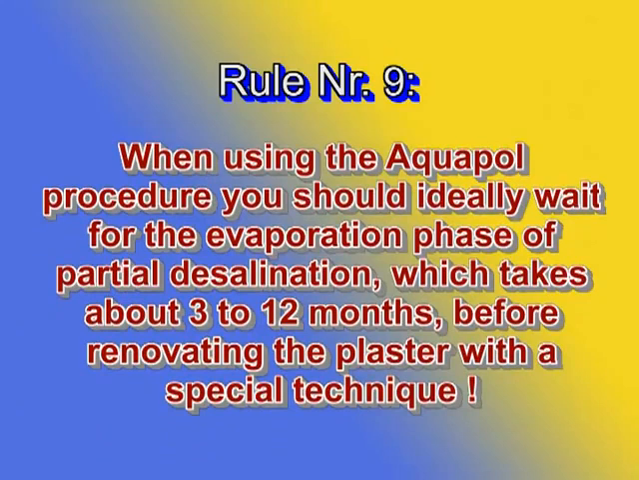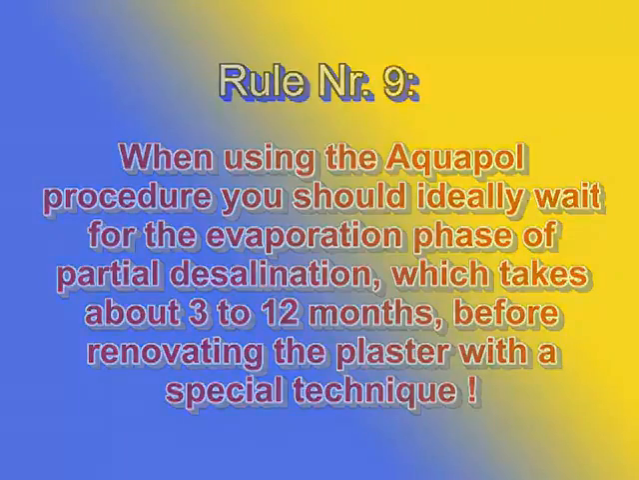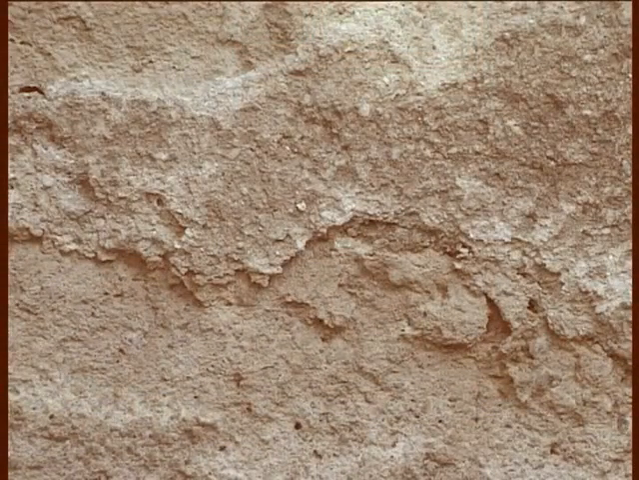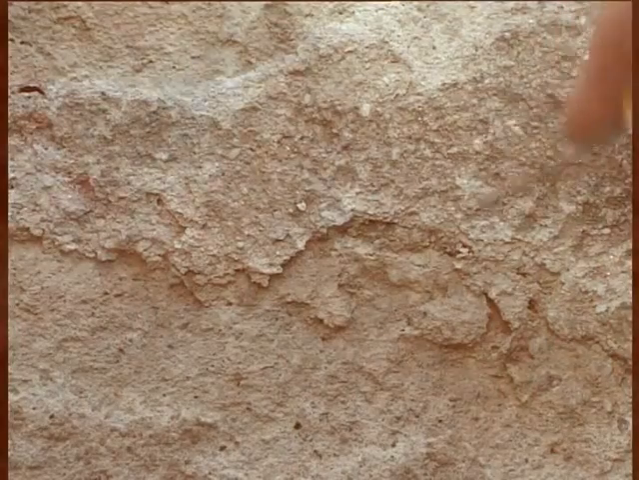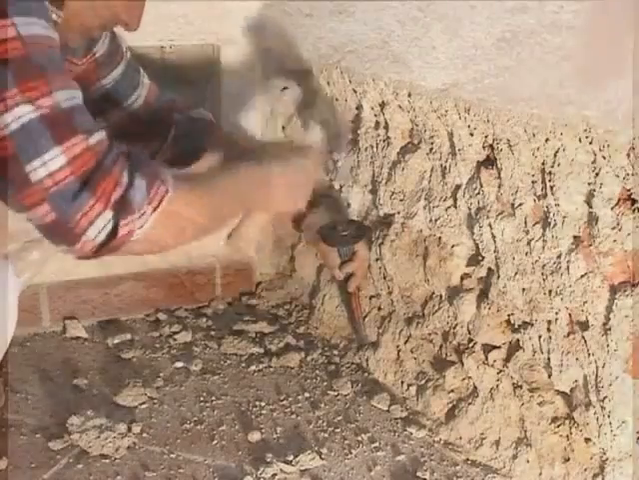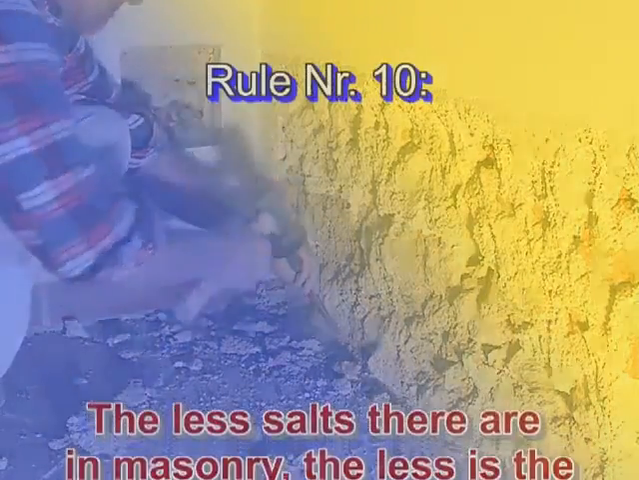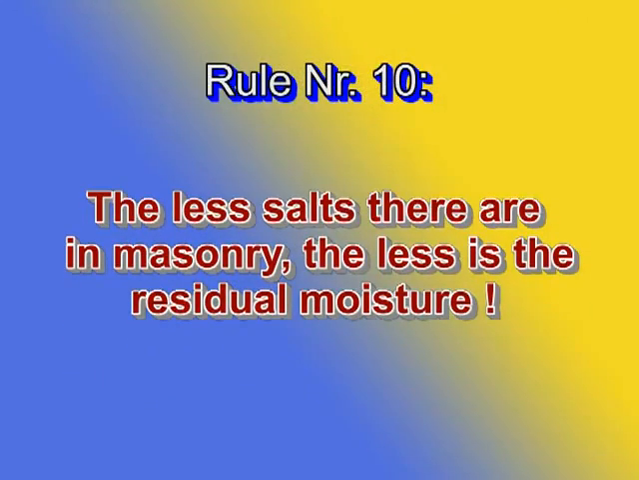Rule number 9. When using the Aquapol procedure, you should ideally wait for the evaporation phase of partial desalination, which takes about 3 to 12 months, before renovating the plaster with a special technique. An old waterproof cement plaster should be removed as fast as possible. An open-pored lime cement plaster may be permitted to remain as a so-called victim plaster or salt buffer in the masonry. It will absorb the salts, which are then removed together with the old plaster. Rule number 10. The less salts there are in masonry, the less is the residual moisture.